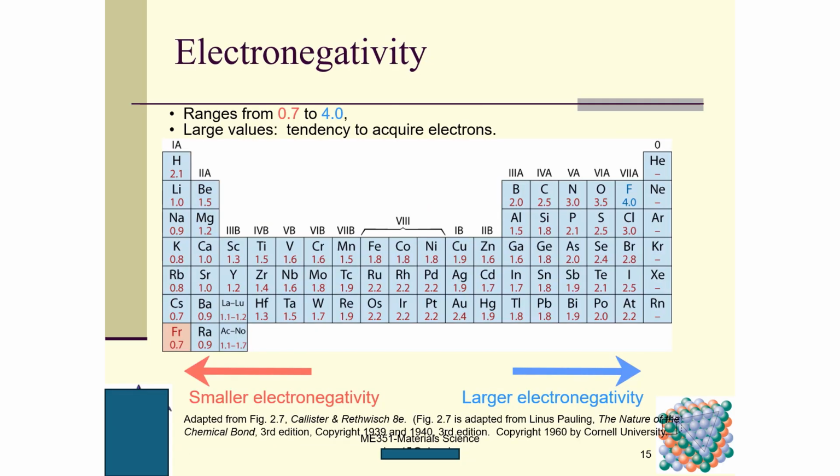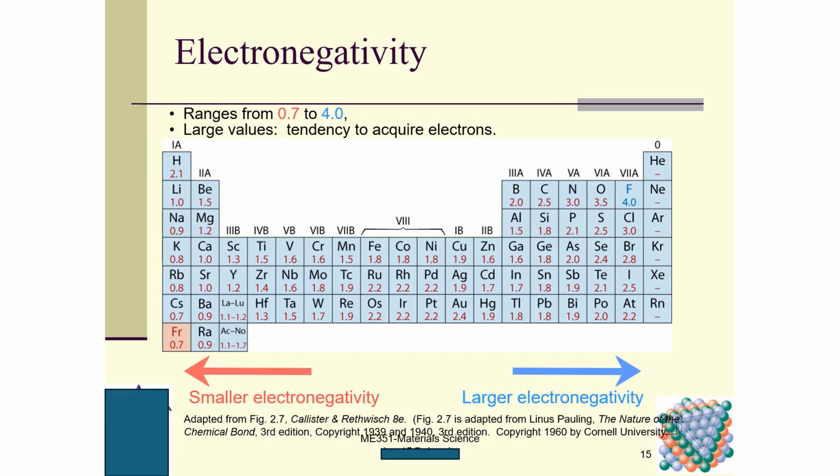So the electronegativity value ranges from 0.7 to 4.0, and 0.7 is Fr here. F is the most active element in the world, and it can have chemical reactions with almost any other atom. That's the reason this is the most dangerous element. This is Fr here, and it has 0.7, so it is also very chemically active.